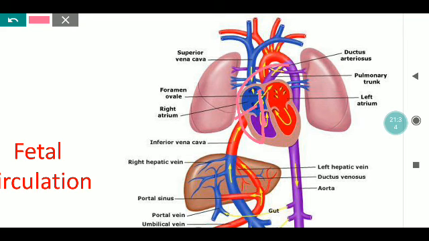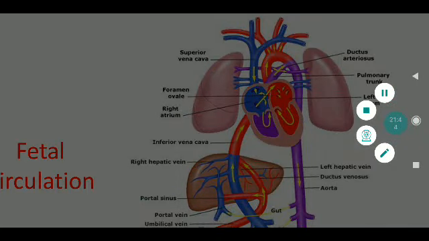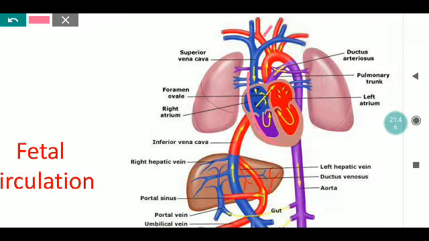Some amount has already crossed over through foramen ovale. From the lungs, it comes through the pulmonary veins to the left atrium. From the left atrium to the left ventricle to circulation, and from circulation it has come back.